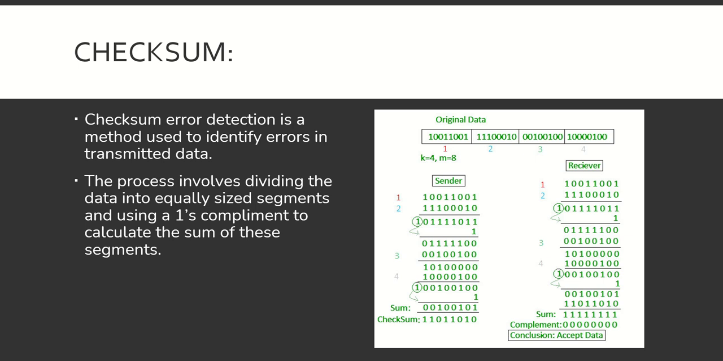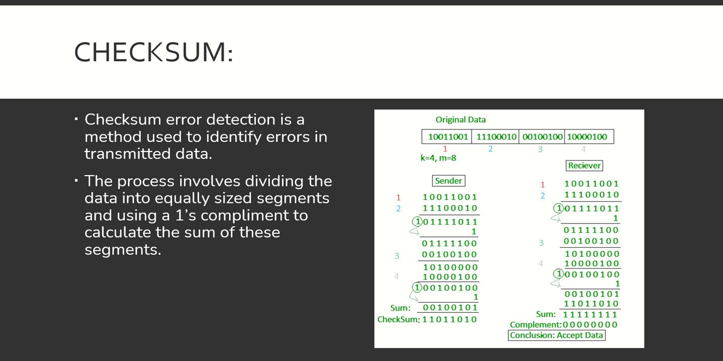with an example. Firstly, data is divided into k segments, each of m bits. Means original data 1, 2, 3, 4, which means k is equal to 4, m is equal to 8. 8 is the data bits. Okay. After that, on the sender end, the segments are added using one's complement arithmetic to get the sum. The sum is complemented to get the checksum. The checksum segment is sent along with the data segments.